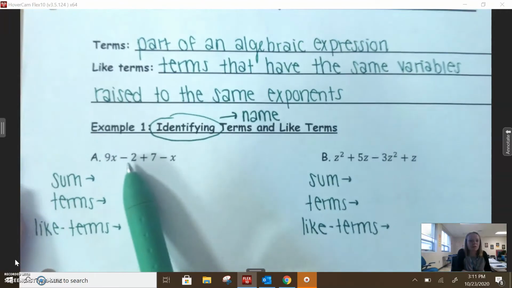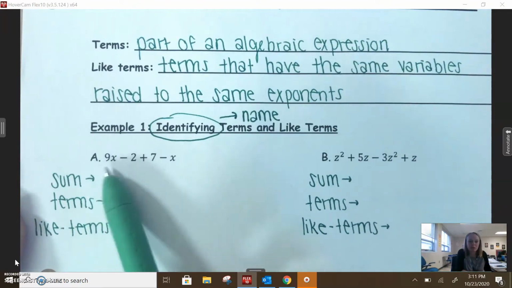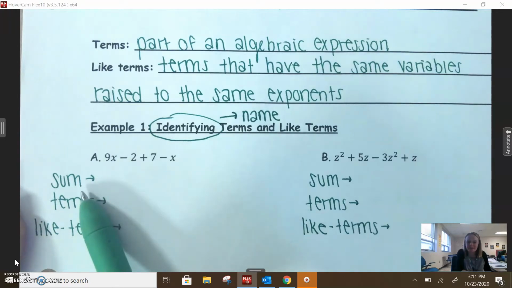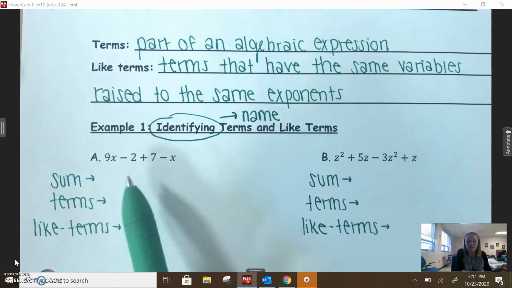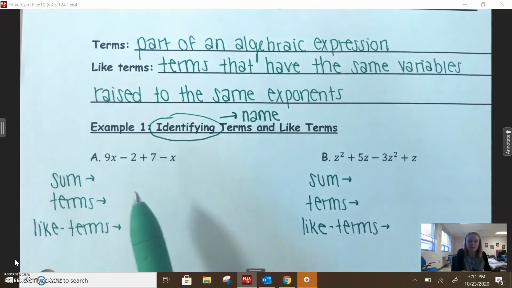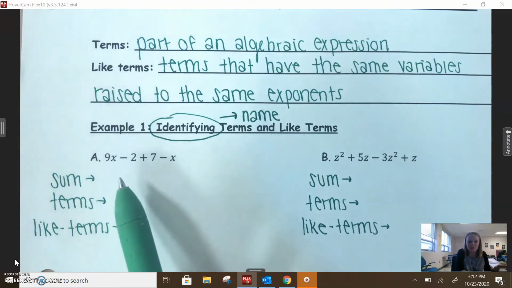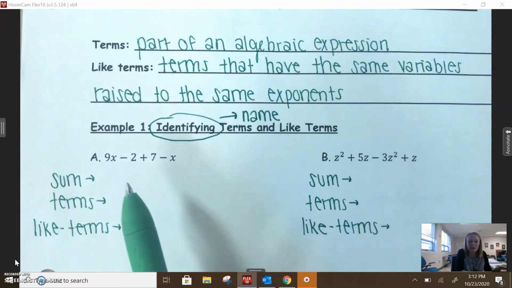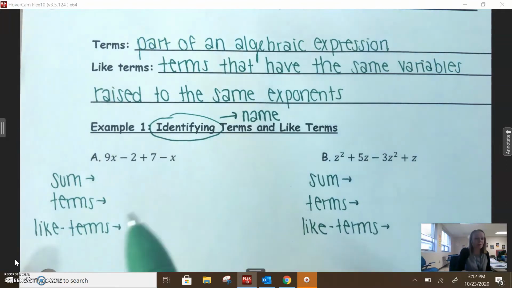The first step whenever we do this is we want to write the expression as a sum. We don't like subtraction. We're going to get rid of any subtraction and replace it with an addition of the opposite. So it's really just keep, change, change. But if it's already adding, we're going to keep it. We just want everything to be addition.